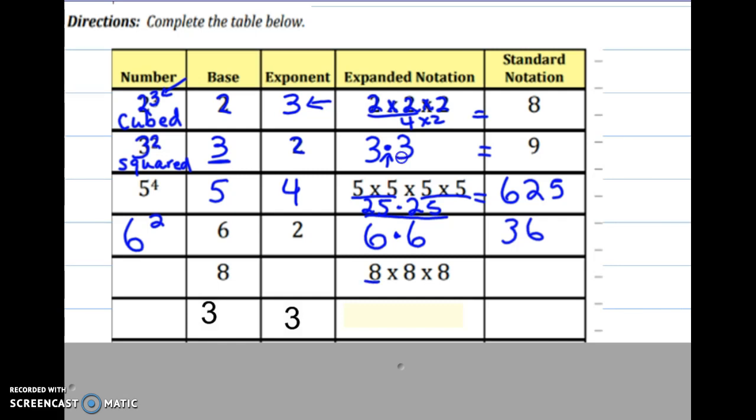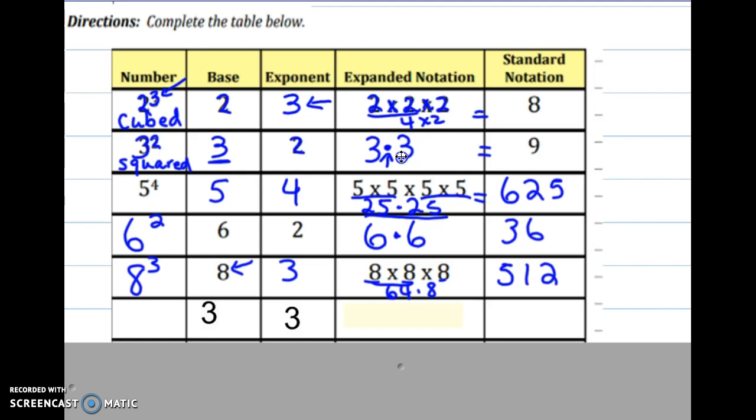If you'll notice, 8 is being multiplied 3 times, so that means my base is 8, my exponent is 3. We would write that as 8 cubed, or 8 to the third power. And when you did your multiplying, you should have noticed or said that 8 times 8 is 64, and then when you multiply 64 times 8, you should have gotten 512. If you did not get 512, you need to go back and find your mistake.